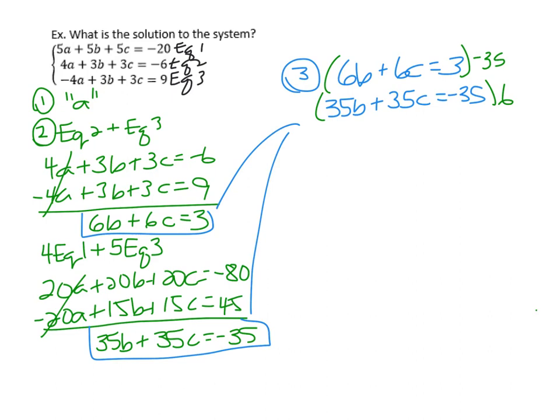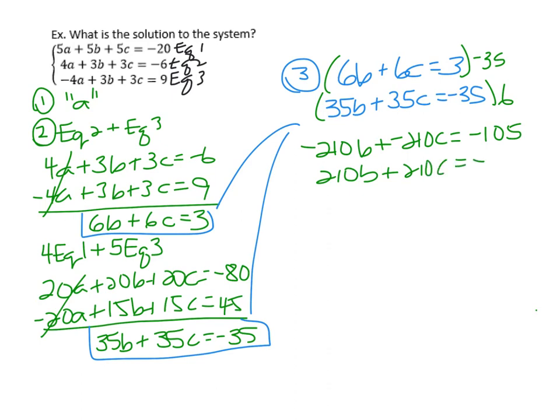Negative 35 times 6 is negative 210. And that would be times b. Negative 210 times c. And negative 35 times 3 is negative 105. 6 times all of that would be positive 210b plus 210c. Uh-oh, we're in trouble here, because then we still get negative 105 on the right.